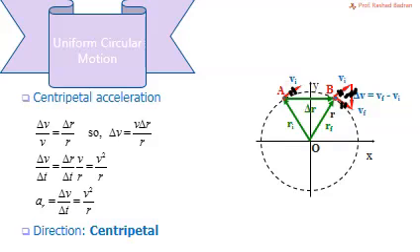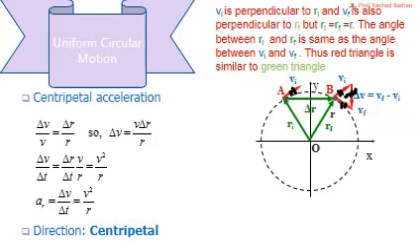Now we have two triangles, the red one and the green one. If you look at v initial in here, v initial is perpendicular to r initial, and v final is perpendicular to r final also, because it is tangent to the circle.